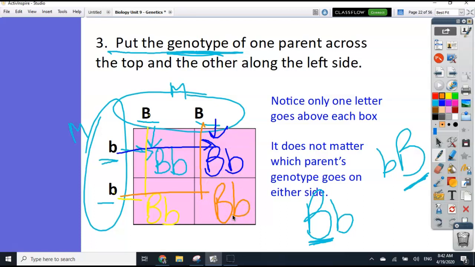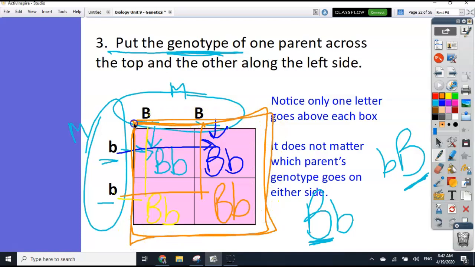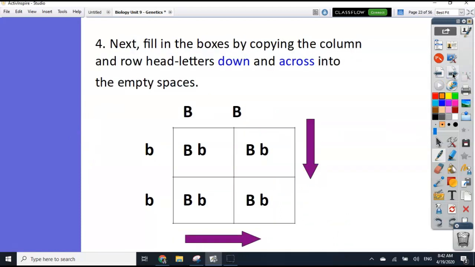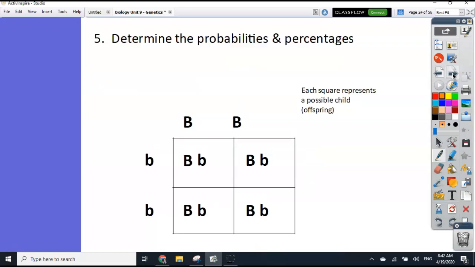So this square represents the kids, okay? Now, maybe they're not going to have 4 kids. That's fine. But this shows us the probability or the percentage, the chance that our kids are going to be big B, or big B, little b. So let's take a look at this further. So we just put these in their correct locations, okay? Then we're going to figure out the percentages, okay?